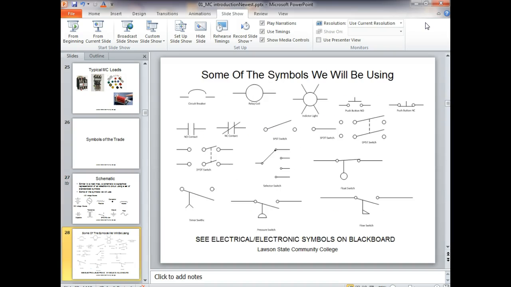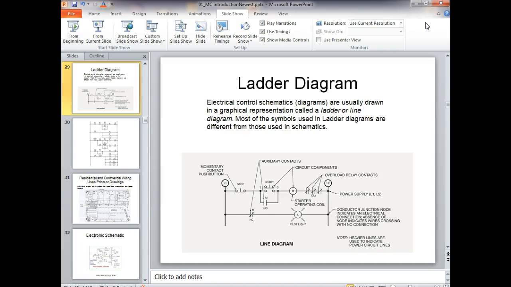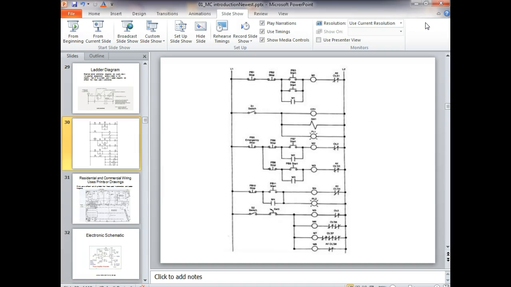We looked at some schematic symbols. We don't all have y'all's book yet, but told y'all where to go look for those and start learning them. Talked about line diagrams or ladder diagrams. These are what we're going to be dealing with a lot this semester. You can see these are series parallel circuits. What's nice about it though is that our series circuits only got one load. So this is going to be a lot easier than what y'all learned in DC.